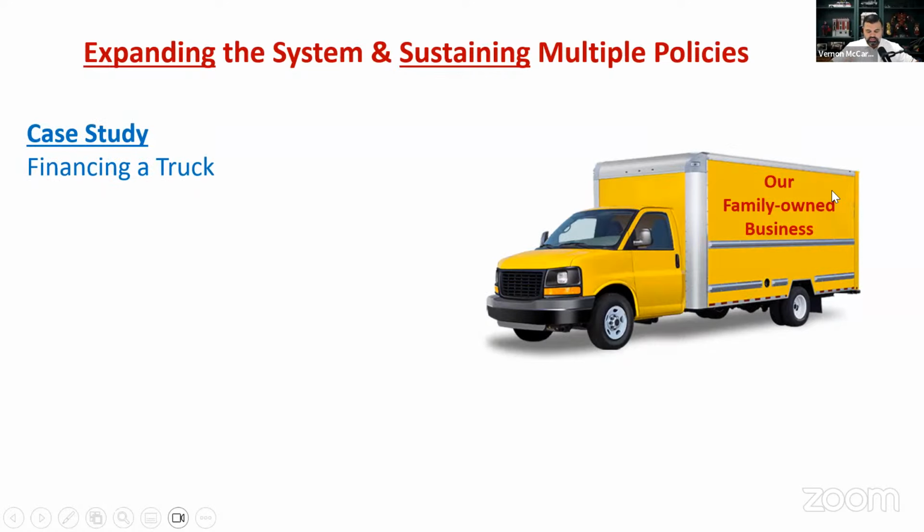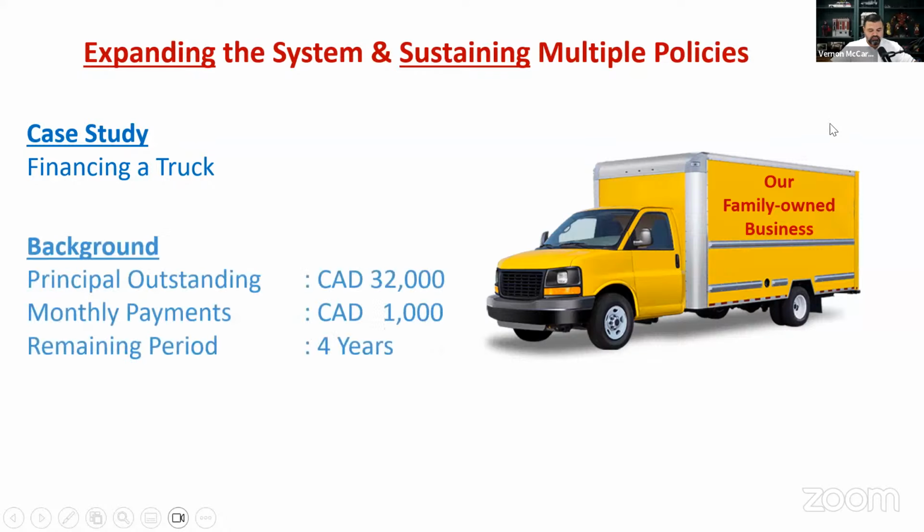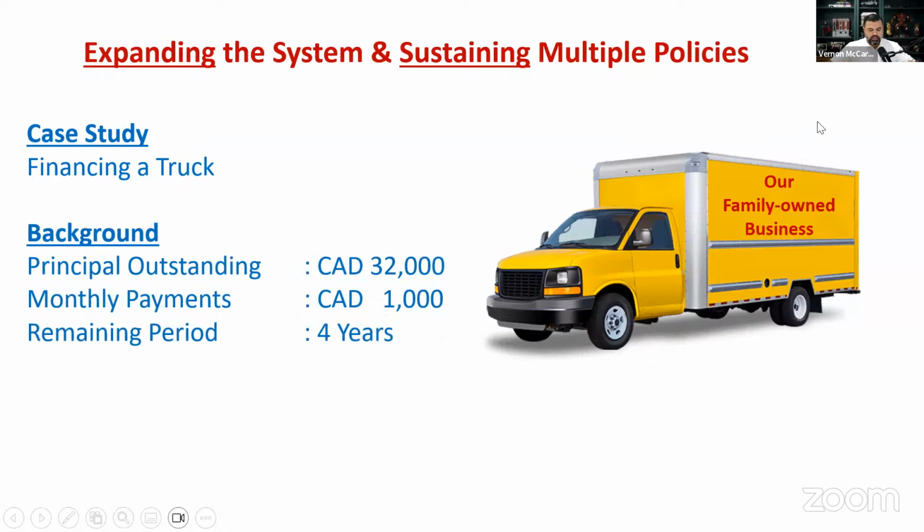So this is a case study where we have a business that has trucks that they need to run the business. So, truck financing. So here's the situation. This is a family that has an established bank already, a family bank. The principal outstanding on the truck financing is $32,000. They've been paying for it for a number of years, and the monthly payment is $1,000 per month. It's 1,000 and change, but we rounded down. Okay, 4 years is remaining on the financing.